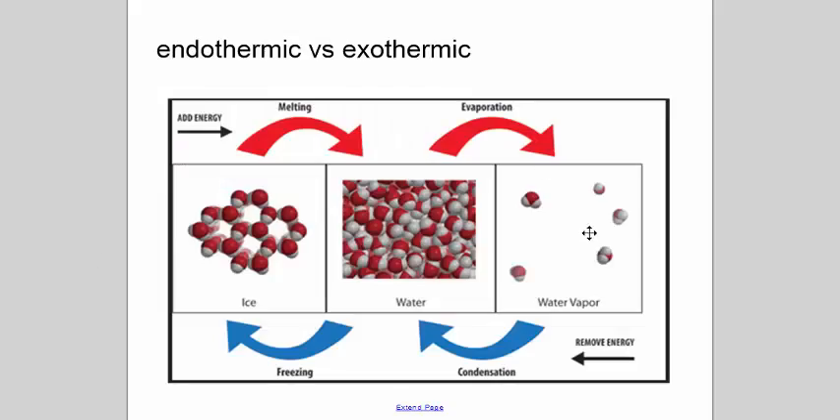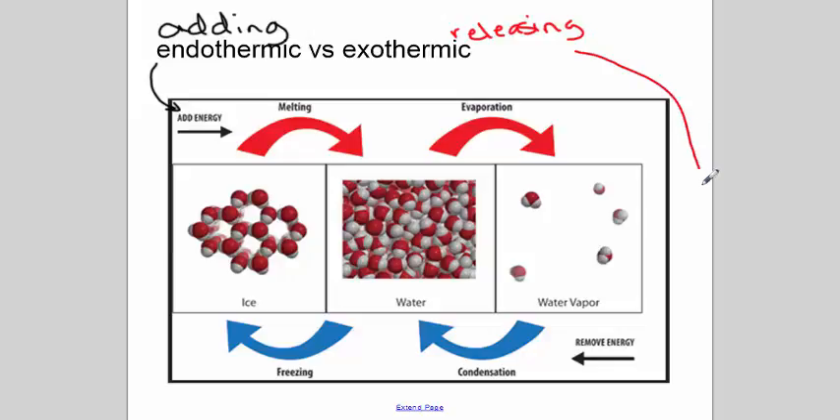We can also talk about these phase changes in terms of endothermic and exothermic. Endothermic means that we are adding heat in. Okay, so pardon my handwriting there. We're adding heat, adding energy in. So the phase changes that are endothermic are melting and evaporation because we're adding that energy in. Exothermic is where we are releasing or removing heat, okay, or energy. So these phase changes down here, condensation and freezing, would be our exothermic reaction.